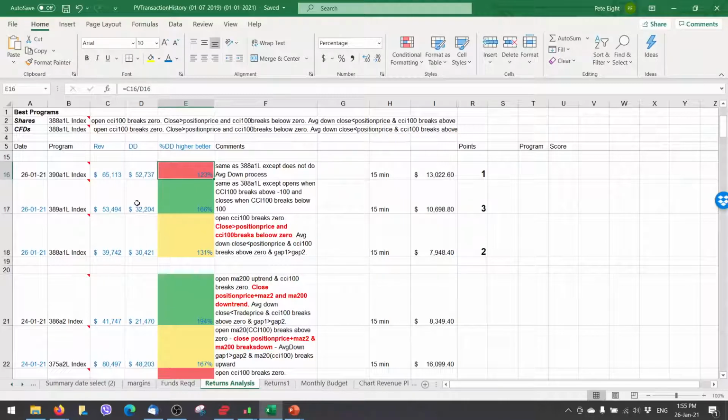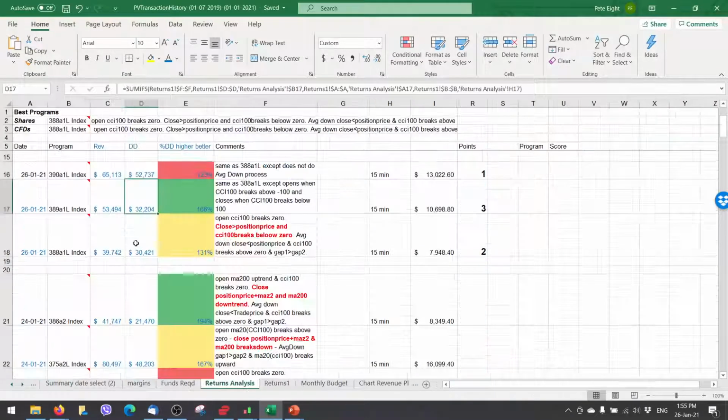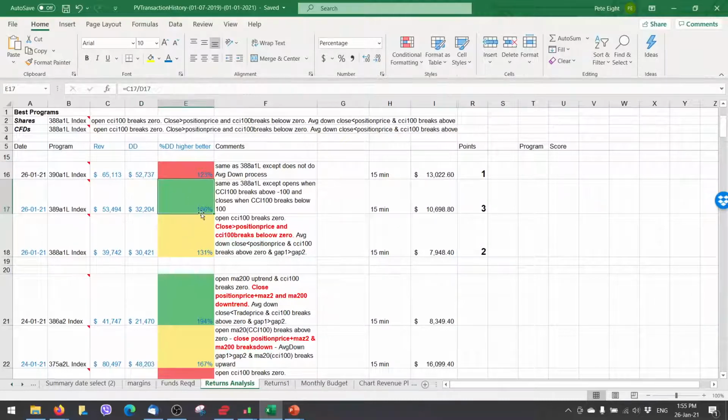So you can see here in this example for the indexes, the index for the 389 program summed a total, if we traded all those indexes, the drawdown was 32,200 and the profitability was 53,494, so i.e. 166%. This was second best at those values, and this was last because we had a relatively high drawdown even though the revenue was the highest.